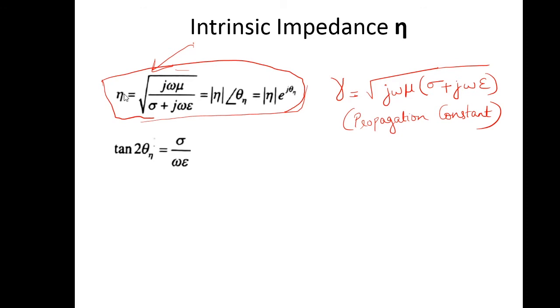And this eta, it's a complex quantity like gamma itself, and here the angle is given by tan 2 theta eta equals sigma by omega epsilon. So theta eta will be 1 by 2 into tan inverse of sigma by omega epsilon. Okay. So that angle will be between 0 to 45 degrees. Okay, because the value from 0 to infinity means the angle will be 0 to 90, and here it is half into tan inverse, so it will be 0 to 45 degrees. Okay.